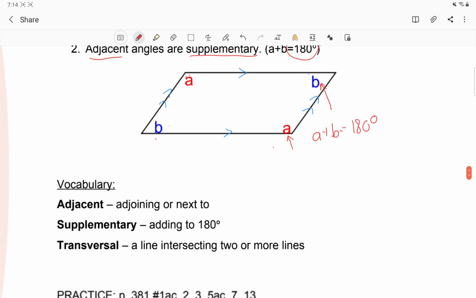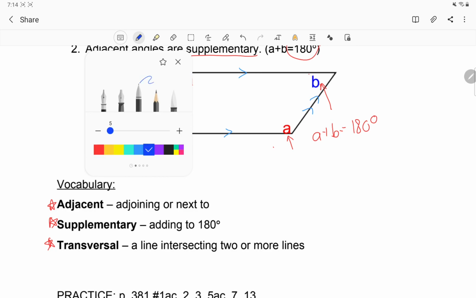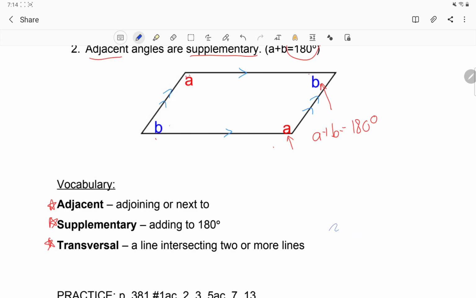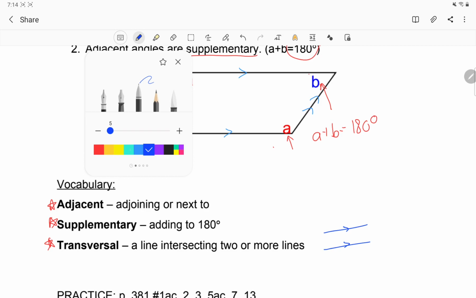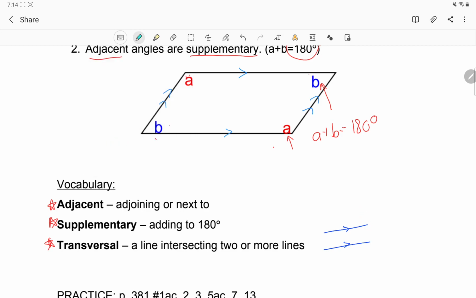So just some vocabulary to keep in mind. Adjacent means adjoining or next to. Supplementary means it adds to 180 degrees. And transversal is a line intersecting two or more lines. For example, in the previous lesson we saw two parallel lines, and the transversal was the line crossing both of them. So this line right here will be called the transversal.